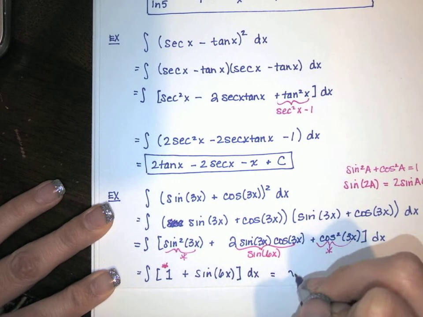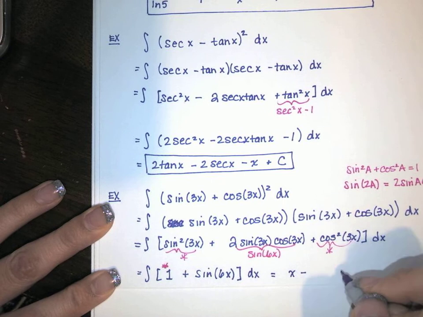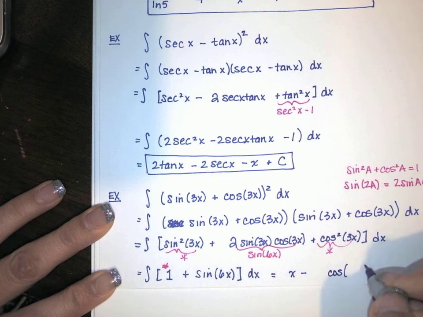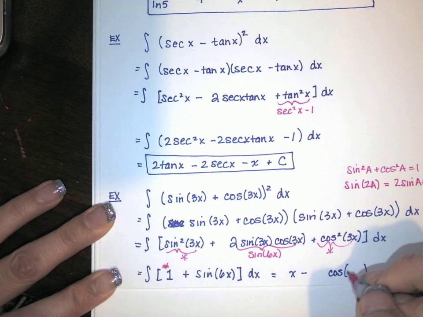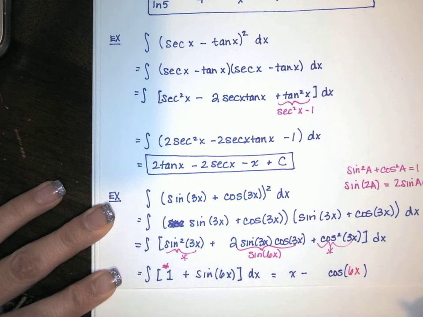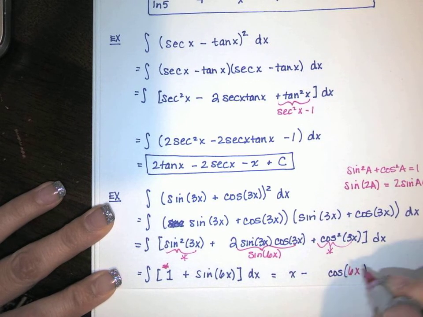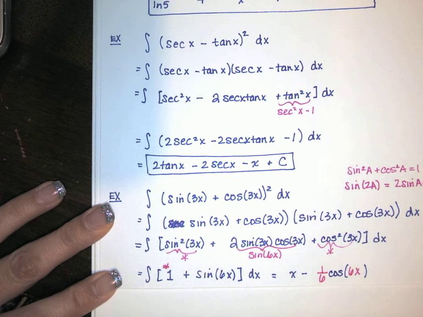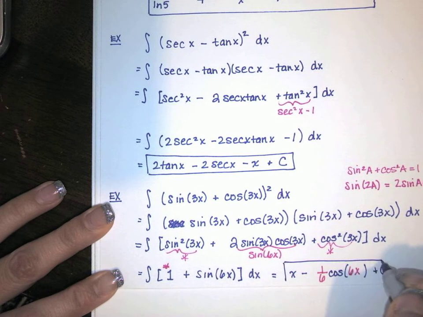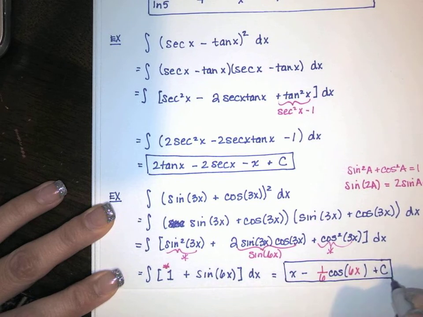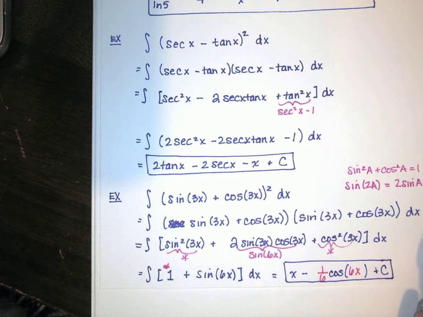Antiderivative of 1 is just x. Antiderivative of sine is negative cosine of my angle. Since I had a 6x inside, if I differentiated, I'd have to multiply by a 6. If I'm anti-differentiating, I have to divide by the 6. Don't forget to add c. And that's that.